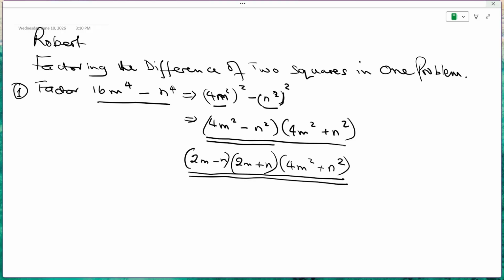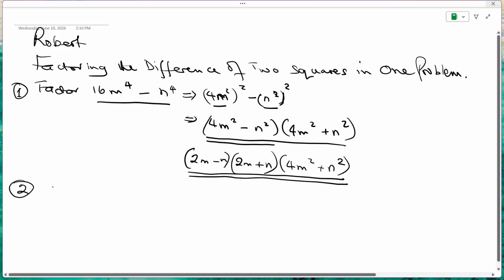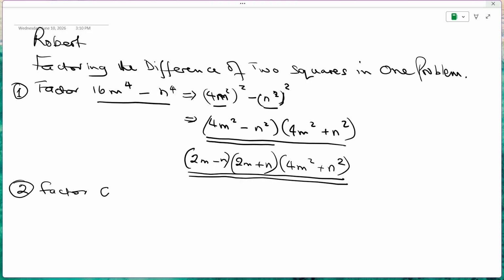All right, now let's try another example, example number 2. Factor a to the power 4 minus 81 b to the power 4. Clearly, this is a difference of two squares, and we can easily write it as a squared minus 9b squared multiplied by a squared plus 9b squared.